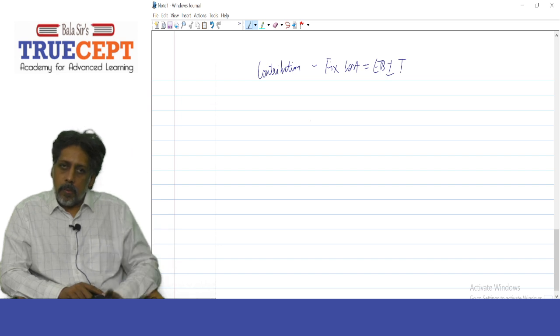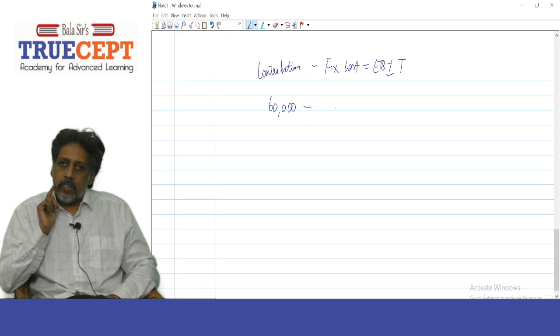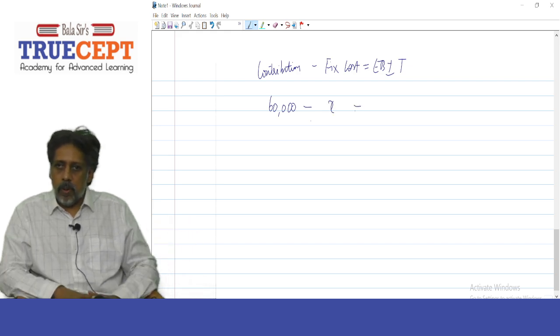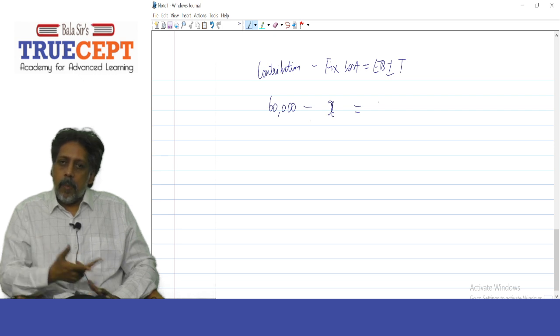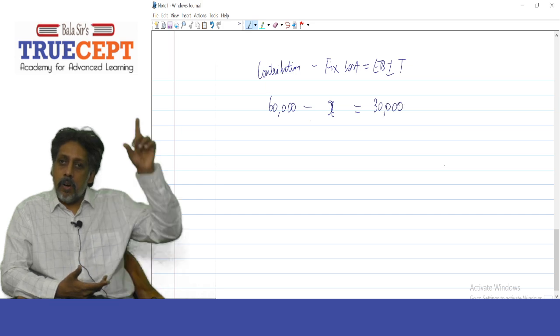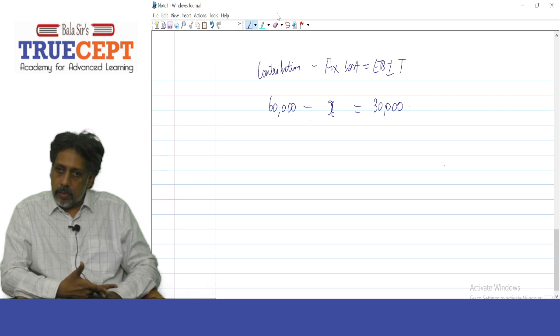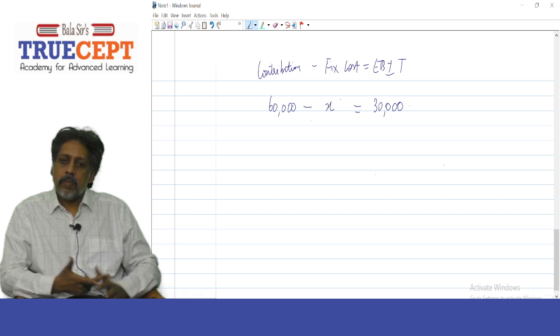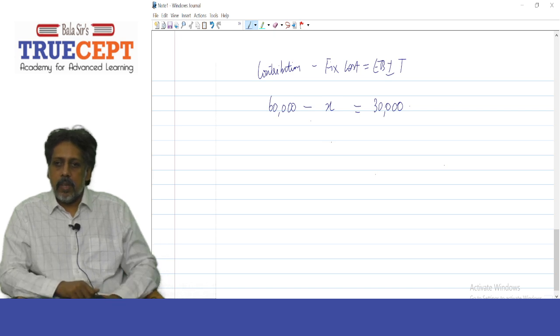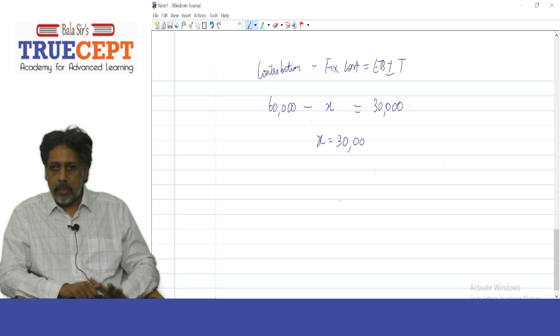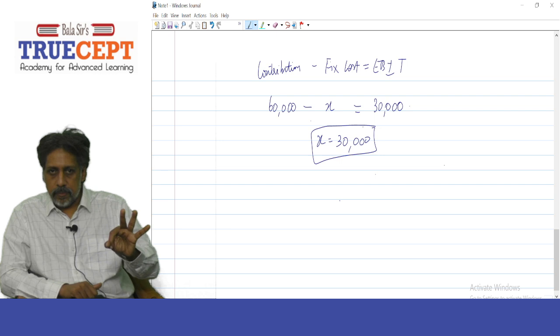We know what contribution is. It is 60,000. Minus fixed cost, we don't know. But we know EBIT, it is 30,000. So what is your fixed cost? It will be 30,000. Have they shown that? 30,000 fixed cost.